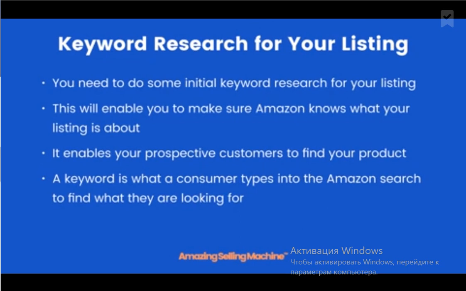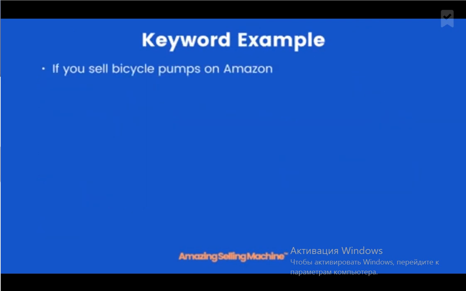A keyword is what a consumer types into the Amazon search to find what they are looking for. And it is normally 2 or more words. But let's look at an example. So for instance, if you were selling bicycle pumps on Amazon, you would want to appear for the keyword bicycle pump. However, not every consumer will type in the perfect keyword.